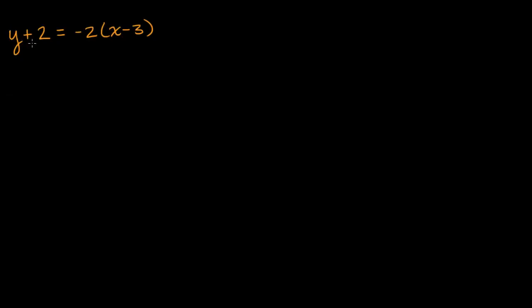We've got the equation y plus 2 is equal to negative 2 times x minus 3. And what I want to do is figure out what is the slope of the line that this equation describes. And there's a couple of ways that you can approach it.